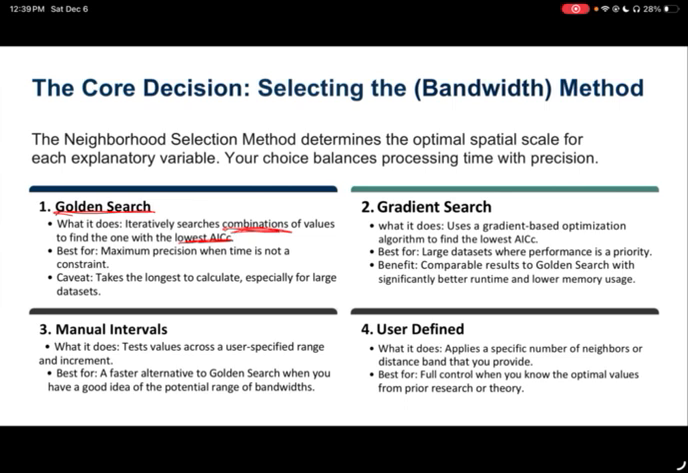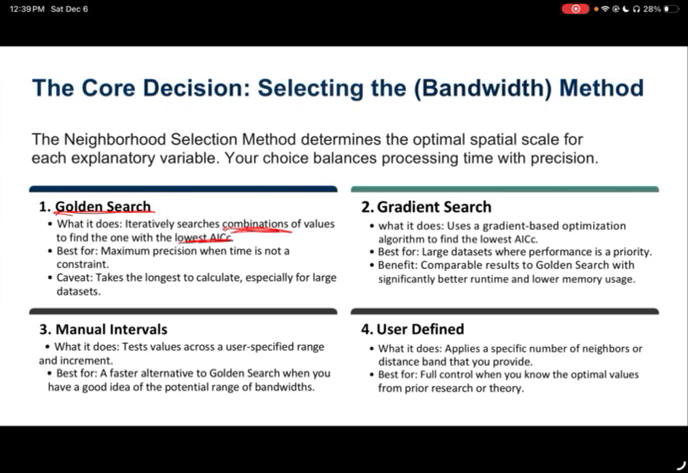The second is gradient search. It uses gradient-based optimization to find the lowest AIC. It can benefit larger datasets, and as another benefit, it is also less time consuming compared to golden search. But the AIC is still not better than golden search.